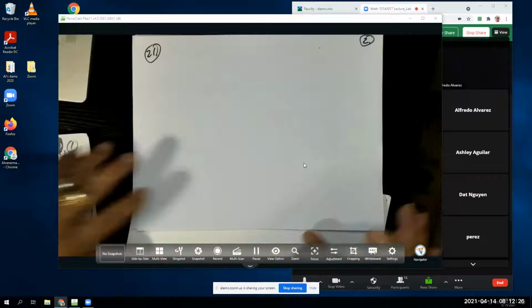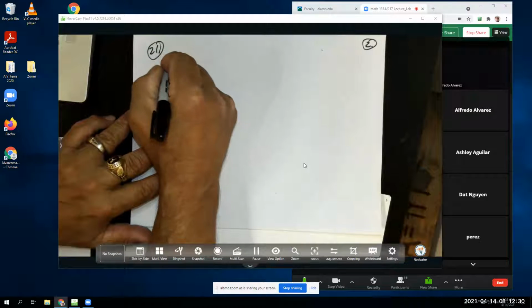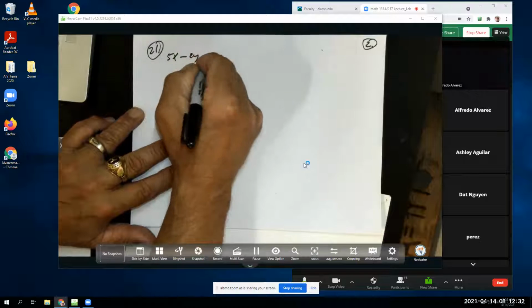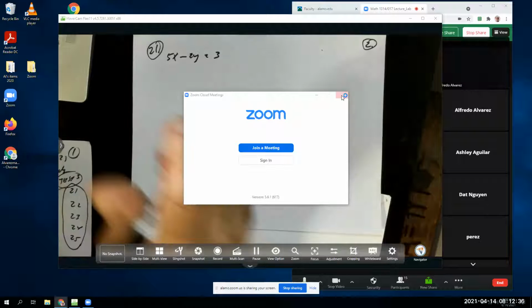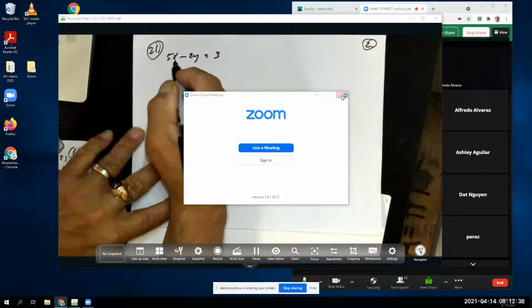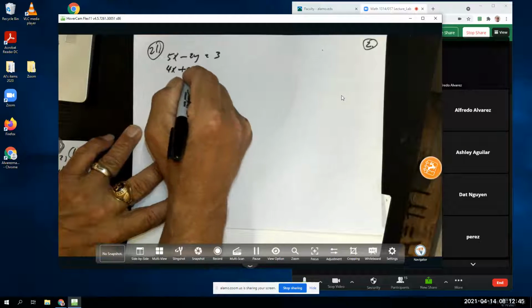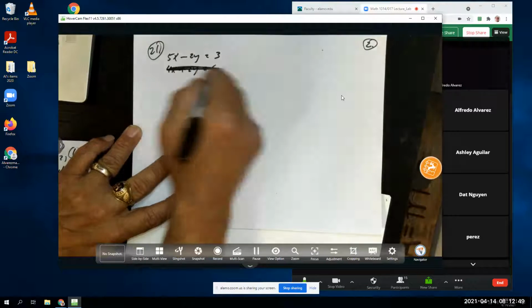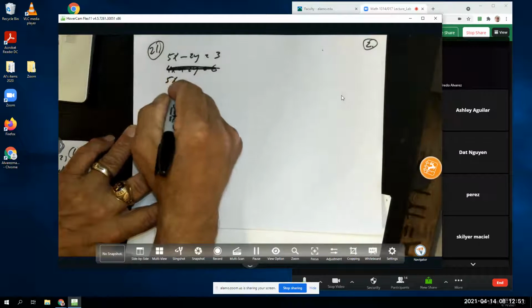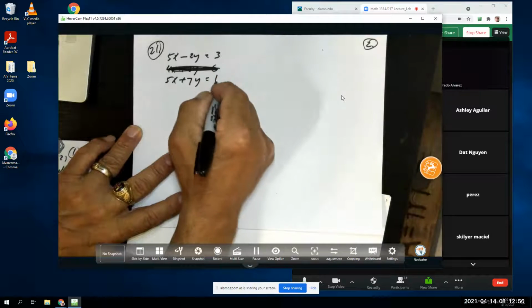All right, same problem. I'm just going to change the numbers. I'm going to say 5x minus 2y equals 3. And let's put a plus here, and 4x plus 2y equals 6. How much is that? Let's make it bigger. 5x plus 7y. Yeah, that's better. It's 12. There you go.